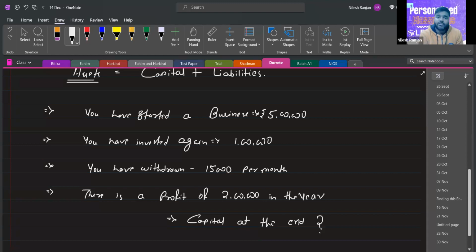So the profit is related to the owner, so profit should be added to the capital. After the profit of 2 lakh, what will be the new capital? Not clear? Okay, let me write.